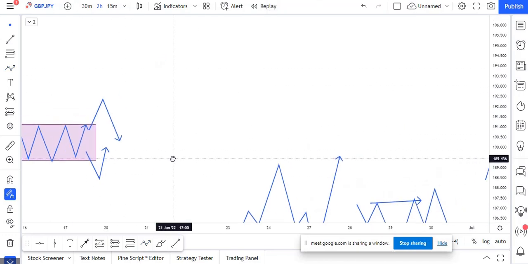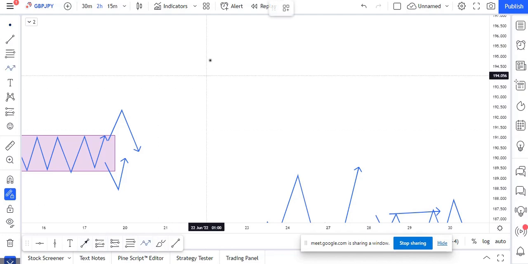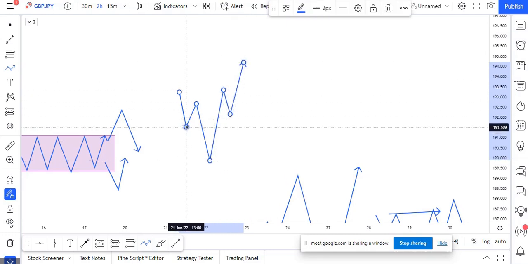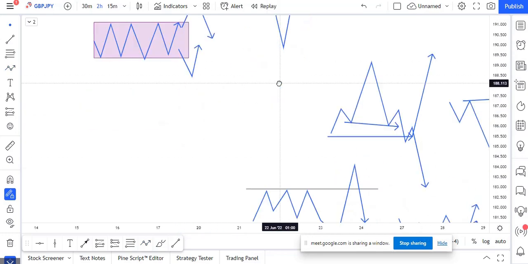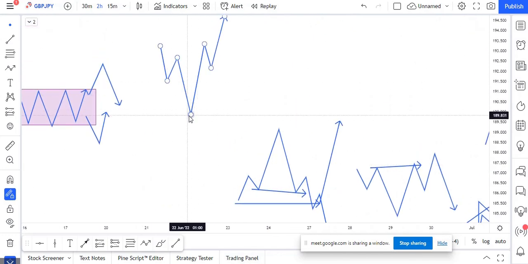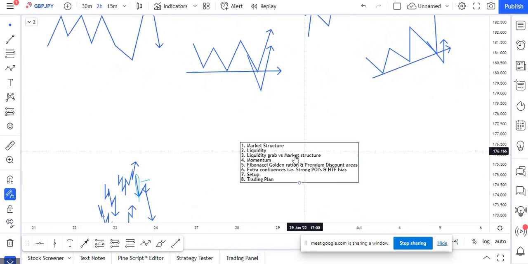Another thing we have to keep in mind is the weak low. If price is coming to the downside, and this one is the weak low, and price grabs the liquidity from the previous lows, that would be considered a liquidity grab as well. So let me just go to the third point, and you'll understand how this was not a break of structure, while this was a liquidity grab. You would be considering this low as a higher break of structure, but for me this is more like a liquidity grab. So the third point is the liquidity grab versus the market structure.